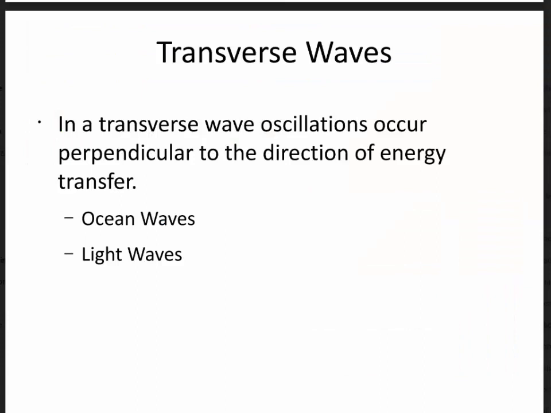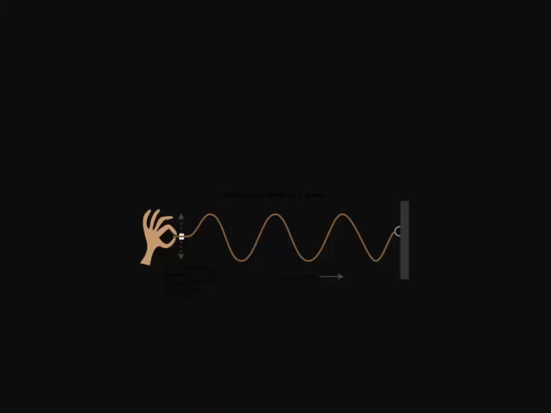There's two types of waves. The first type is called a transverse wave. In a transverse wave, oscillations occur perpendicular to the direction of energy transfer. Ocean waves and light waves are an example, and so are the waves caused by shaking a piece of string.